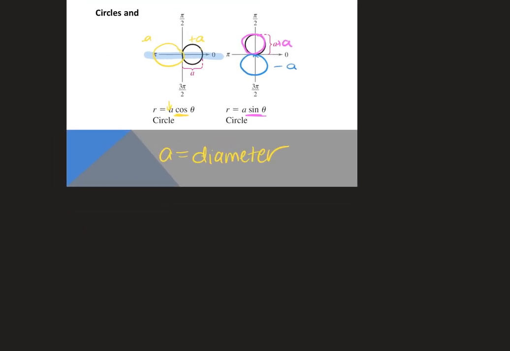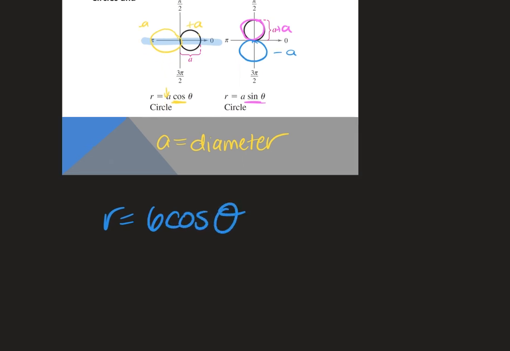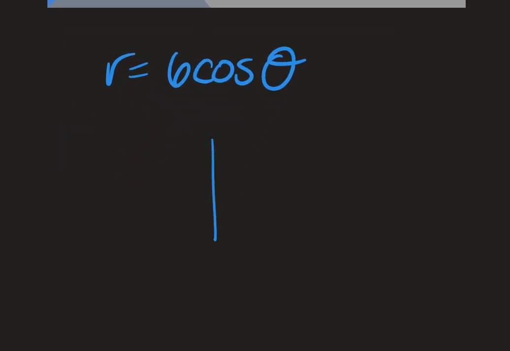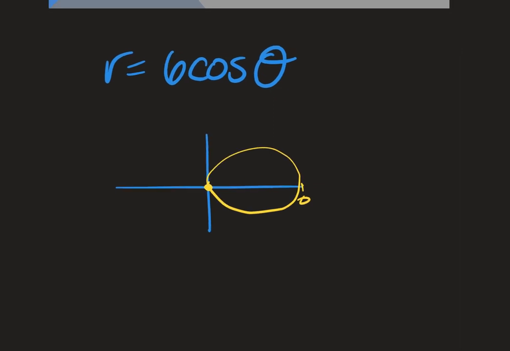So if I ask you to graph r equals 6 cosine theta, what does that circle look like? It is going to lay on the right. Good. It's on the x-axis, or the polar axis, to the right. I'd start at 0. What far point do I go out to? 6. I make a circle. Not a circle. Close enough.